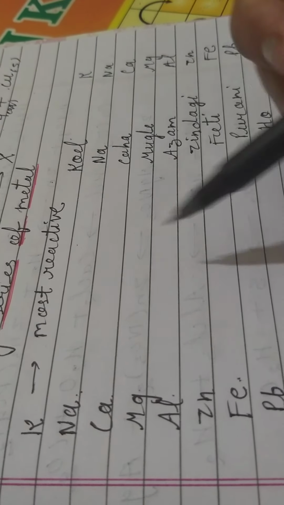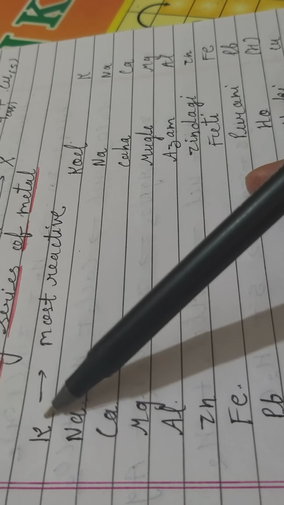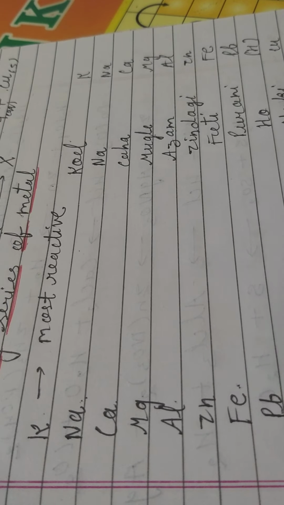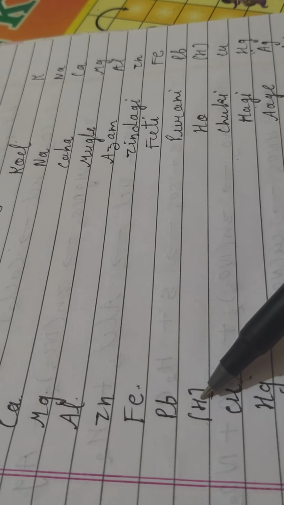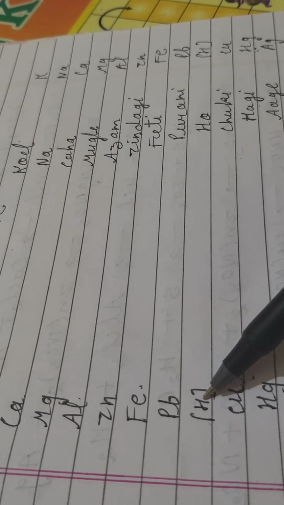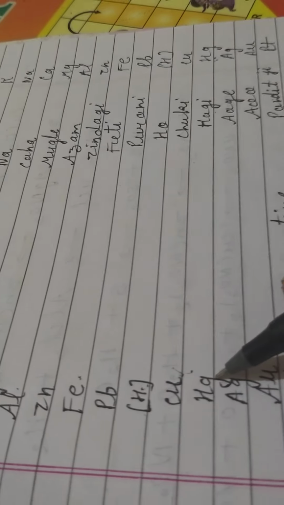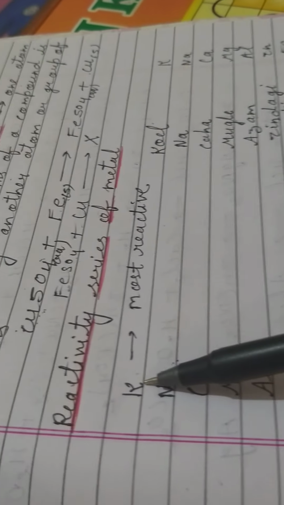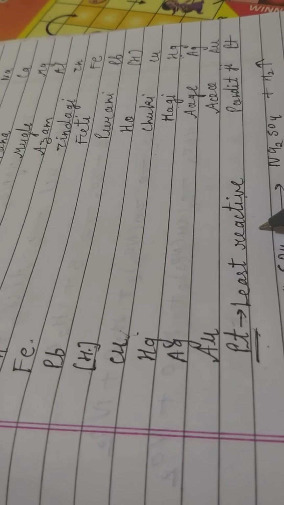You have to understand that reactivity series. In the reactivity series, the metals I have written are: potassium, sodium, calcium, magnesium, aluminium, zinc, iron, lead, hydrogen. I have written hydrogen in a bracket because it is not a metal, it is a non-metal, so specifically it is written in a bracket. Then copper, mercury, silver, gold and platinum. The metal at the top of the reactivity series is the most reactive, and the one at the bottom is the least reactive.